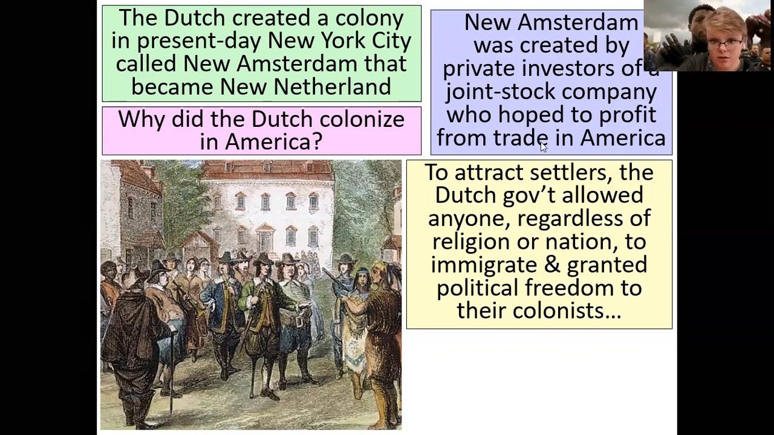So to attract settlers, the Dutch government allowed absolutely anyone, regardless of religion or nation. So, okay, so the Dutch. This is getting ahead, but we'll go ahead and get ahead for just a second. The Dutch were much more resistant to slavery than other areas were. So they gave political freedom to their colonists. They said, go to the colonies, prosper. If you want to go, you can go.